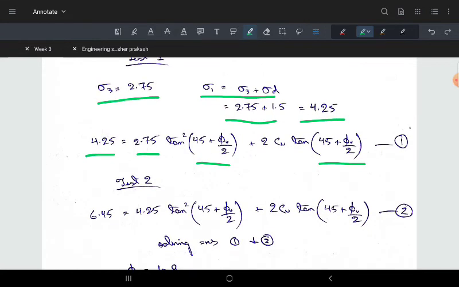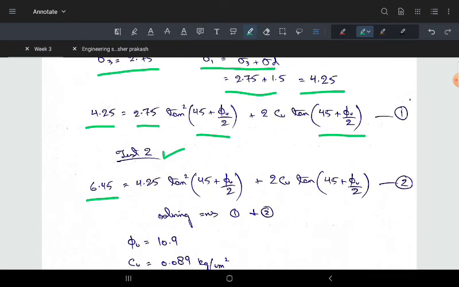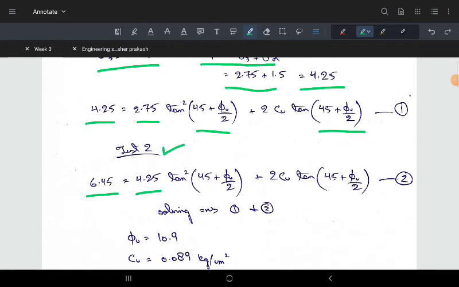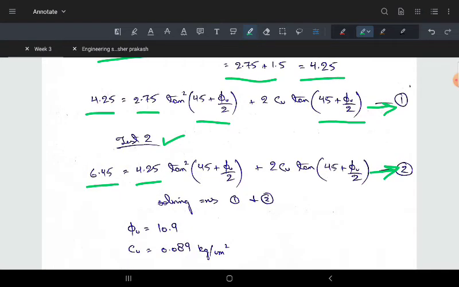In test 2, 6.45, that is the sigma 1, is equal to 4.25, sigma 3, that is sigma 3 tan square (45 plus phi_u by 2) plus twice c_u tan (45 plus phi_u by 2). So by solving these two equations we can find the phi and c. Now we'll see how we can calculate that, because this is very simple. These are simple equations.